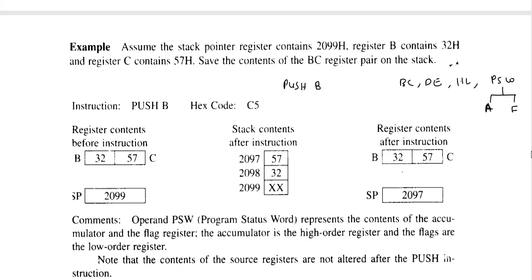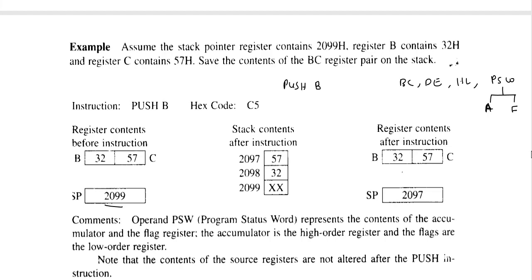How? For example, if the BC register pair has value 3257 and the stack pointer has value 2099H, whenever we do PUSH B, we are pushing the data of the BC register pair onto the stack. So how is the data pushed on the stack?